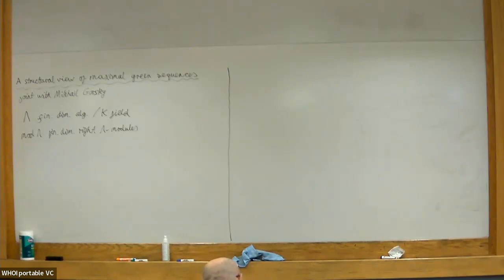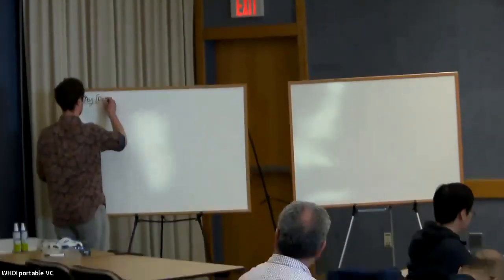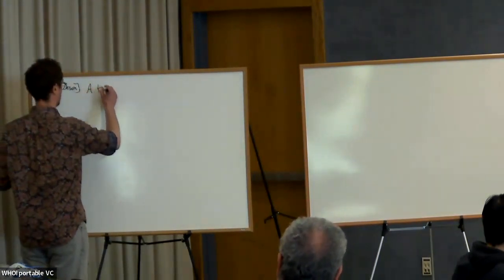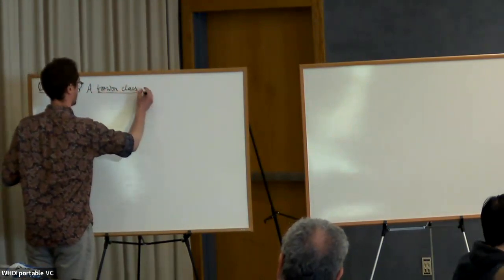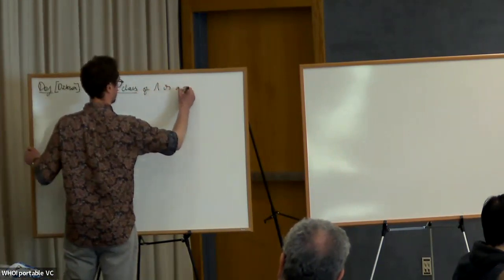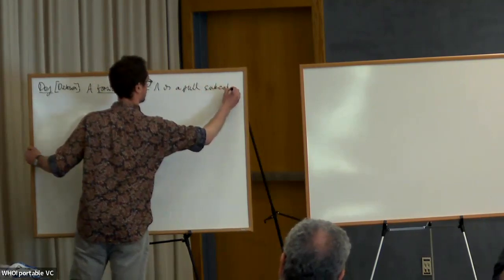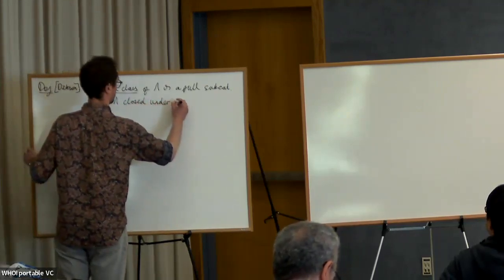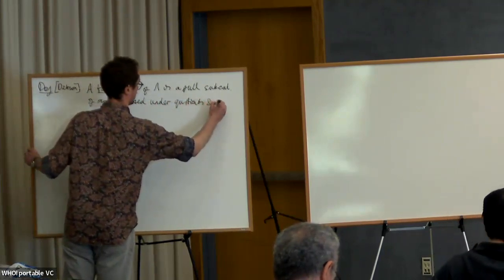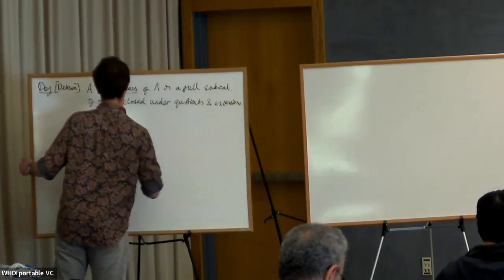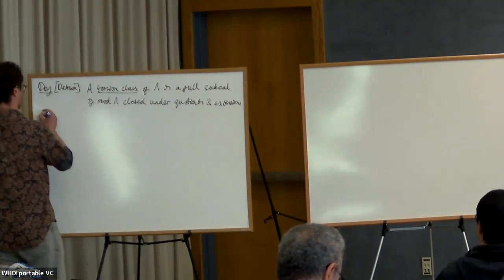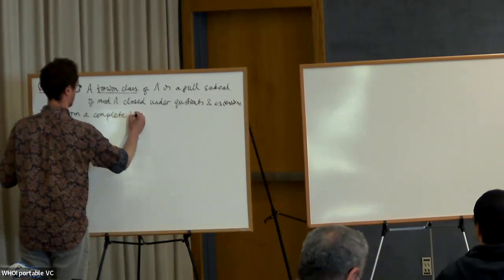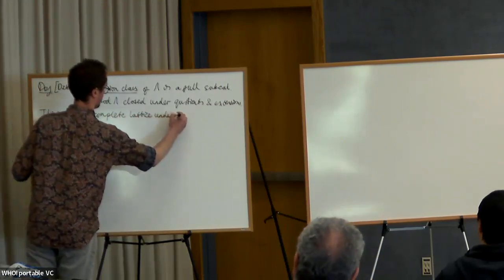The first definition we're going to use uses torsion classes. These were first defined by Dickson. For the purposes of this talk, we just need the following definition. A torsion class of lambda is a full subcategory of mod lambda closed under quotients and extensions. An important observation: these form a complete lattice under inclusion.